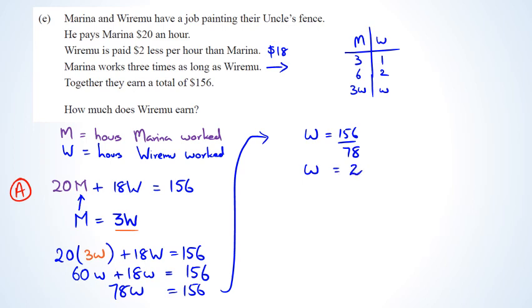So W equals 2. Really important, what you've worked out is just the number of hours Wiramu works. So you need to actually work out how much he earns. So Wiramu works for 2 hours and he earns 18 times 2, which is $36. And that should get you an excellence.